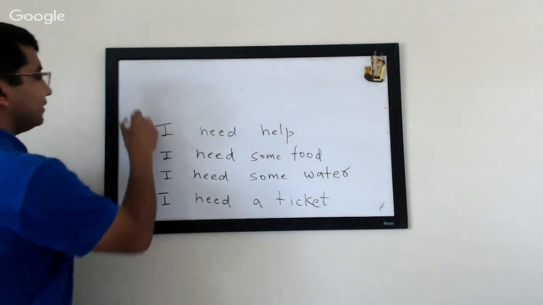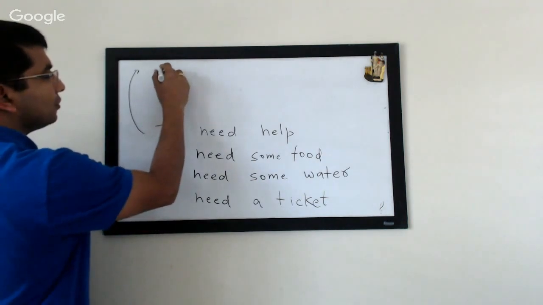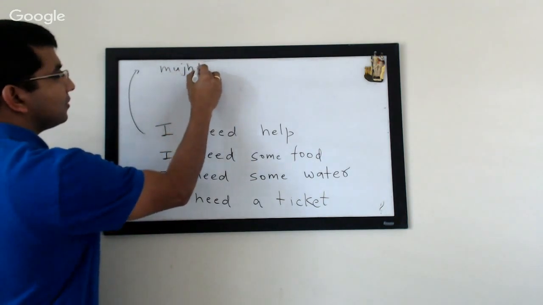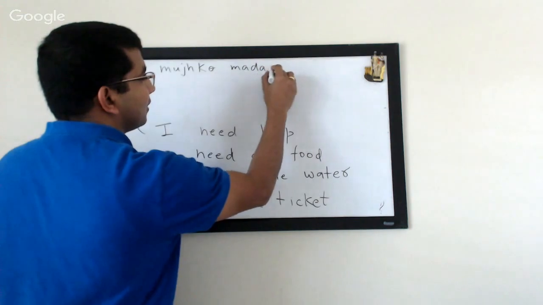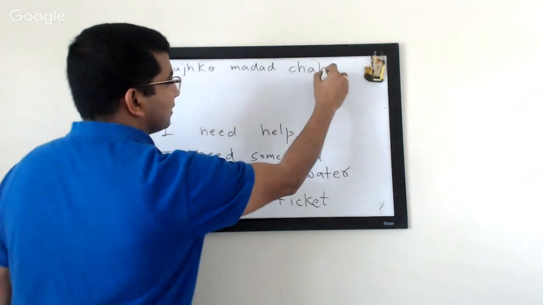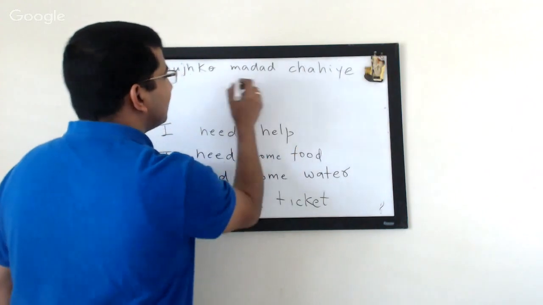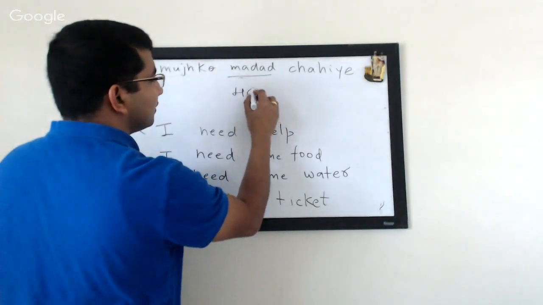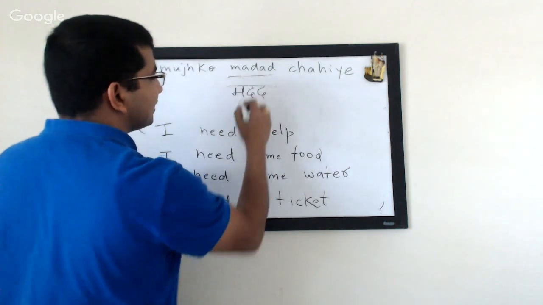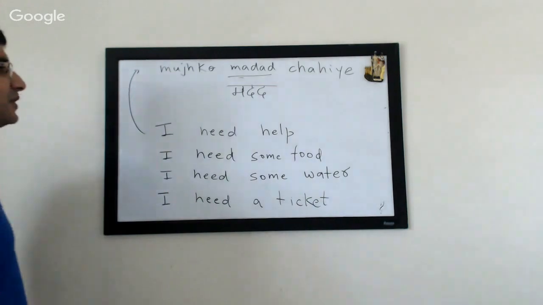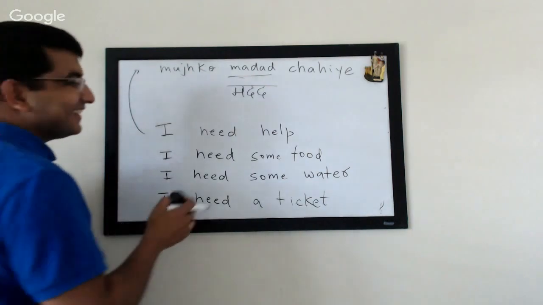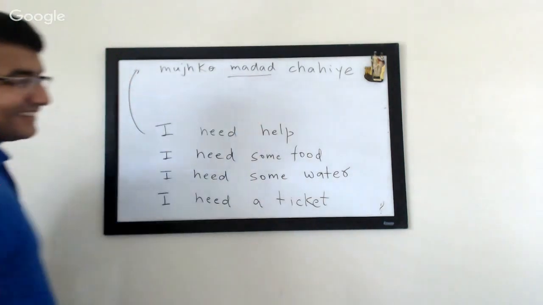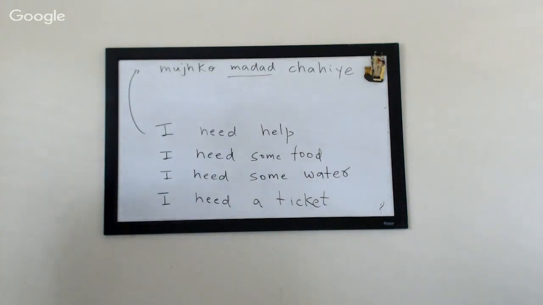How are we doing? Let's do the first one. I need help is mujhko madad chahiye. And if you don't know the word madad, you can simply say mujhko help chahiye, right? Especially if you're in urgency or it's an emergency, don't really worry about figuring out the Hindi word. I need help is mujhko madad chahiye.